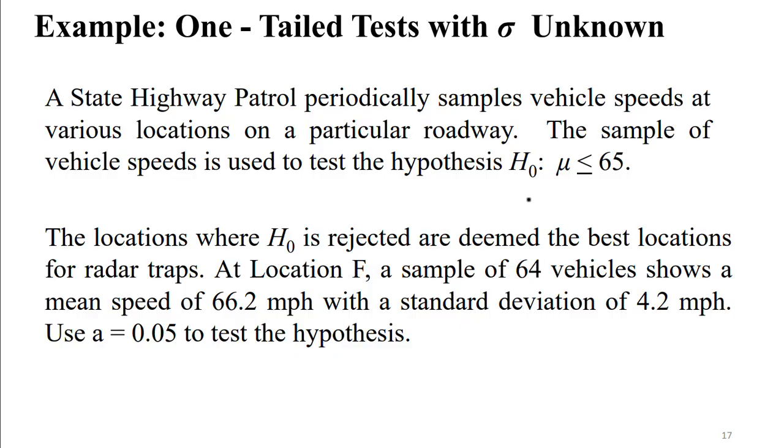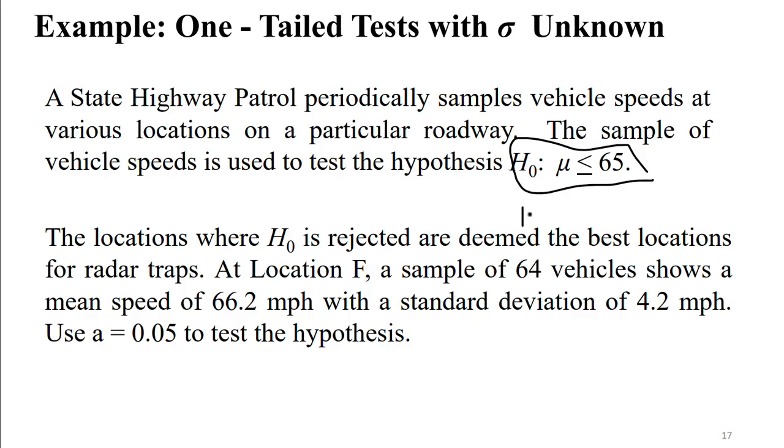A state highway patrol periodically samples vehicle speed at various locations on a particular highway. The sample of vehicle speed is used to test the null hypothesis. So the good news is we've been given our null hypothesis. And our null hypothesis is that the average speed is less than or equal to 65.